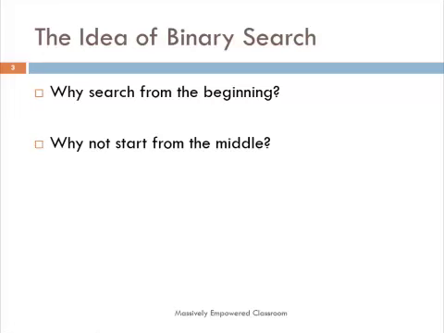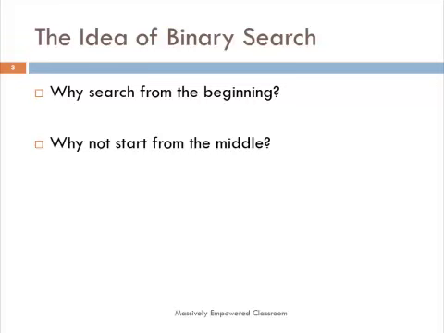The basic idea here is why should I start searching from the beginning? Why should I start searching left to right from the first element of the array? Is there a way to start somewhere in the middle? Can I just jump to the middle of the array and look for the key element there? That's the idea of binary search. How do we do this?